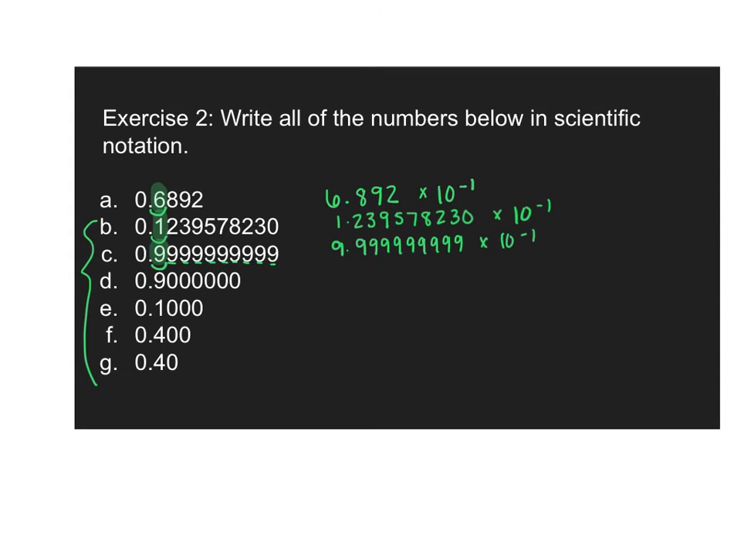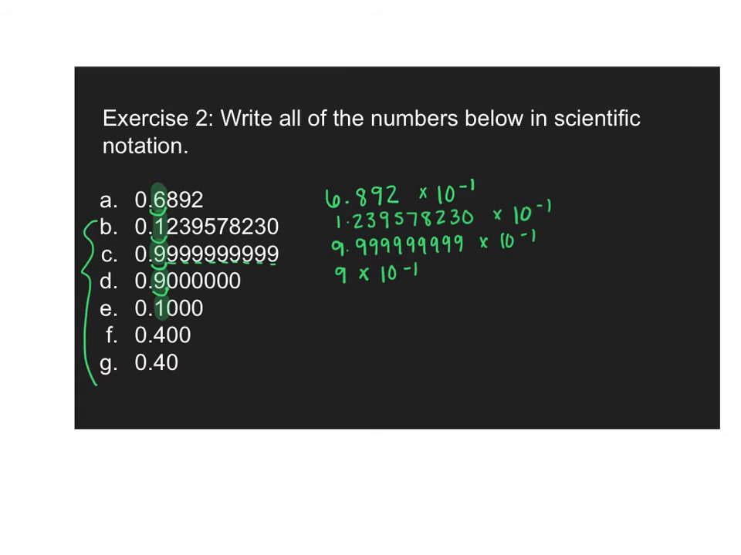Okay. The next one, same thing. This time though, I don't need a 0 or a point at all. This is just 9 times 10 to the negative 1st. I'm just moving this back 1. It doesn't need to be 9.0 because we're trying to write this as simple as we can.